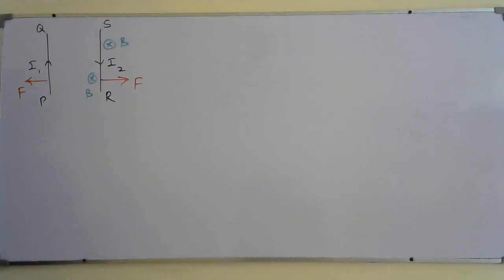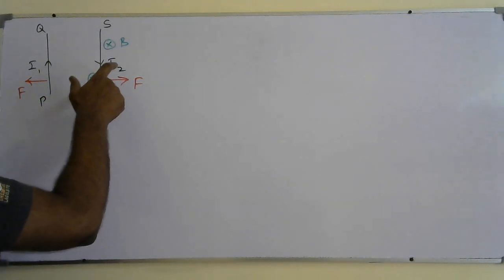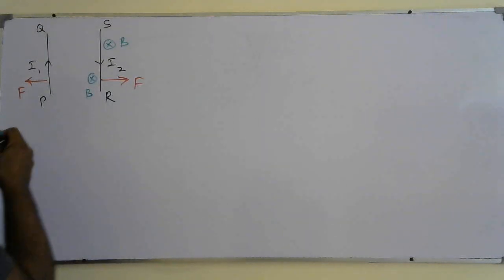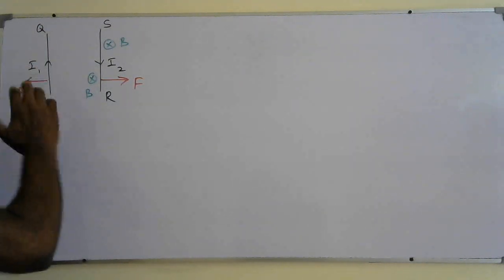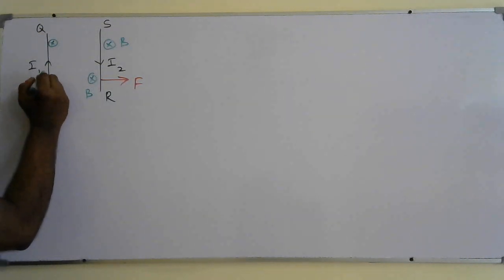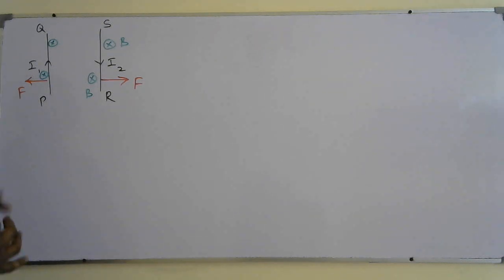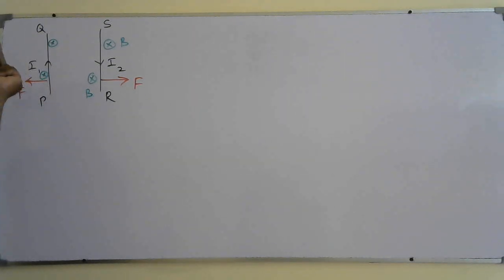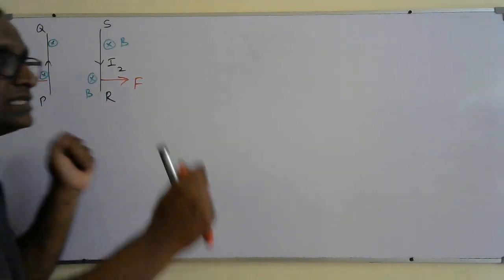Or I can use the right hand rule for field. Current downwards will produce a magnetic field on PQ into the board. You can see, into the board here. Use Fleming's left hand rule, magnetic field into the board, current is upward, force is towards left. So they are repulsive force.